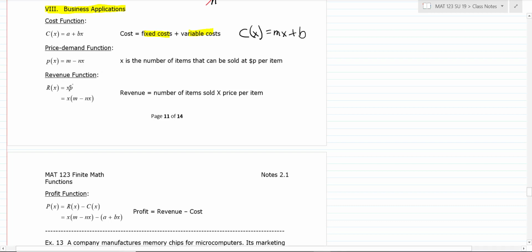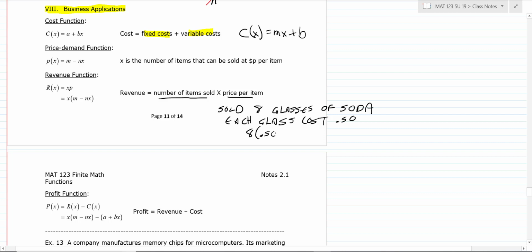All right, revenue. The key thing you need to know is revenue is XP. It's the number of items sold times the price per item. I always explain it this way. For instance, if you sold, let's say, 8 glasses of soda, and each glass cost 50 cents, well, then what would you do? You do 8 times 0.50, and that would be the revenue that you bring in, which would be $4. So revenue is just how many things you sell times the price per item of what you're selling.